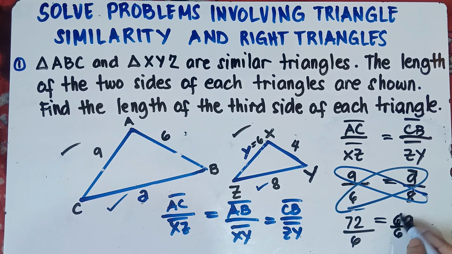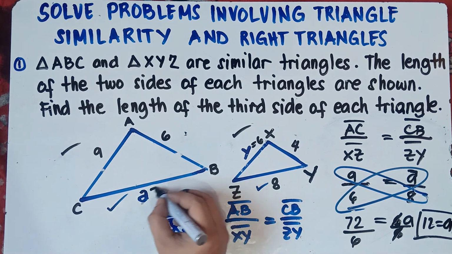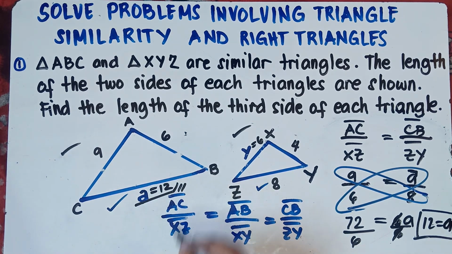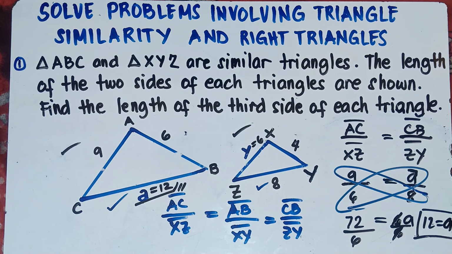Divide by 6, cancel this out. 72 divided by 6, that is 12. So therefore, 12 is equal to A. Then copy A. So our A is 12. That's it class. This is the answer for number 1.